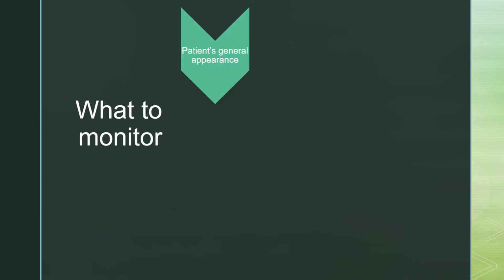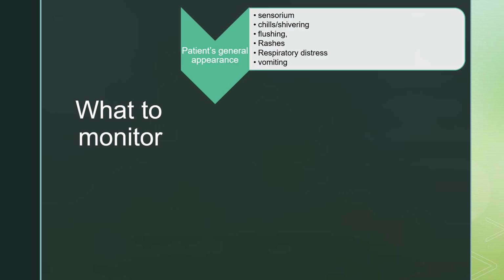So in monitoring the general appearance, you check for the sensorium or for confusion, which may occur with ifosfamide or electrolyte imbalance because of excessive vomiting or diuresis. Look for chills and shivering, which may be a herald of an allergic reaction to certain drugs and may eventually develop into flushing, rashes, and respiratory distress. Respiratory distress may also be a sign of fluid overload, which may also happen.